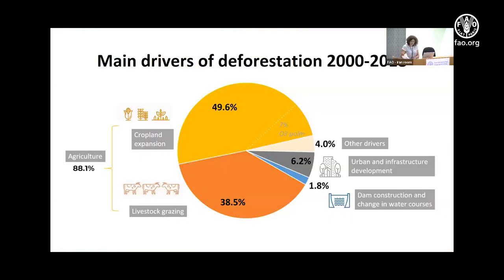So these are the results of the survey in terms of deforestation drivers between 2000 and 2018. The results allowed assessing the main direct drivers of deforestation and showed that agriculture was by far the main driver. It accounted for about 90% of deforestation worldwide since 2000, which was much more than what previous studies were saying. Of these agricultural drivers, about 50% were due to cropland expansion and 38.5% due to livestock grazing. 7% of this conversion of forest to other land was also due to the expansion of oil palm.